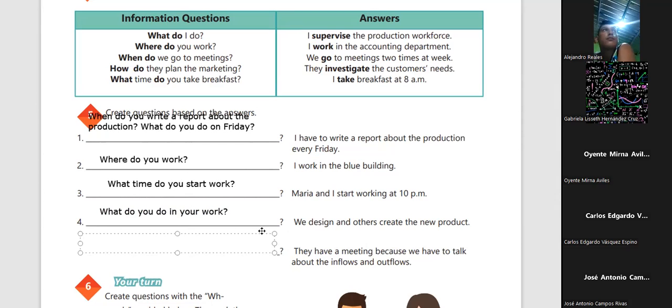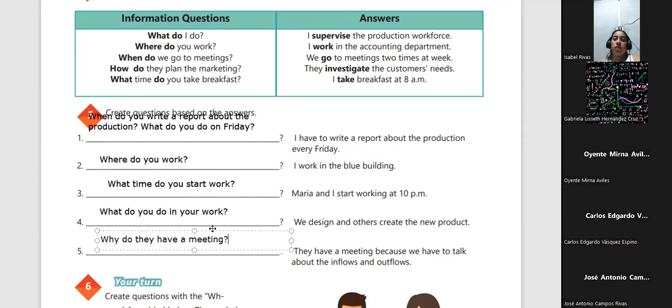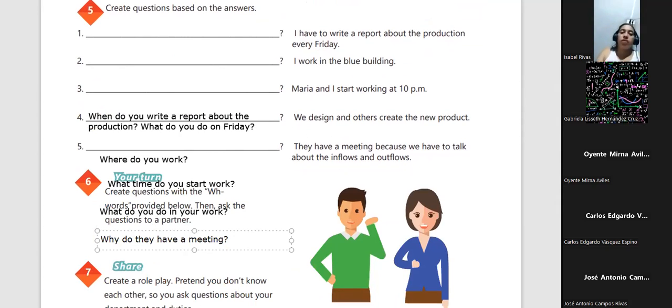They have a meeting because we have to talk about the inflows and outflows. Una palabra clave. Because. Why? Why exactly? Why do they have a meeting? Okay. Why do they have a meeting? Well, they have a meeting because we have to talk about the inflows and outflows. Okay, and let's read these other part.